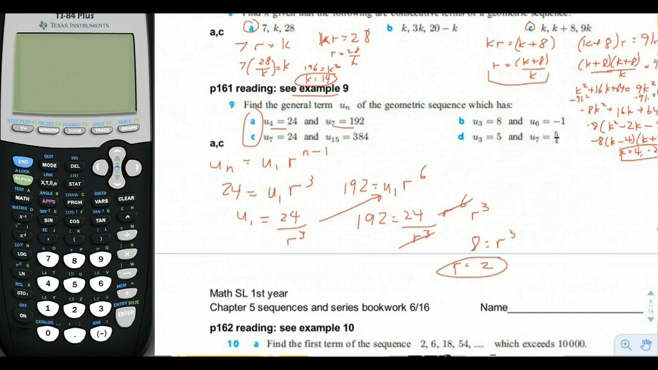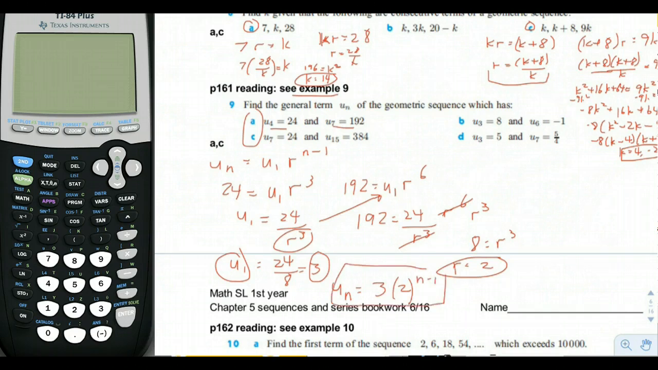Okay, so we know what r is now. To get u1, we could just substitute r equals 2 there. That would give us 24 divided by 8, which is 3. So now we know that u1 is 3 and r equals 2. Now we can write the general term as u of n equals 3 times 2 to the n minus 1. Okay, so that was the first one.